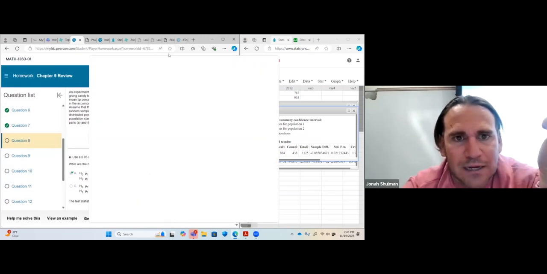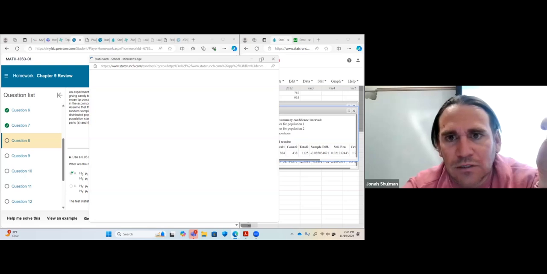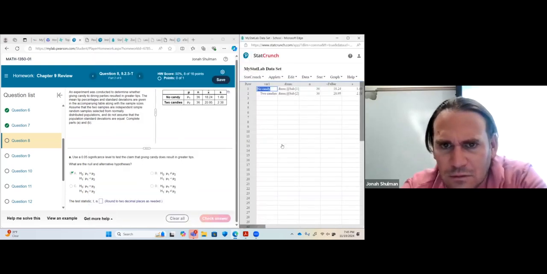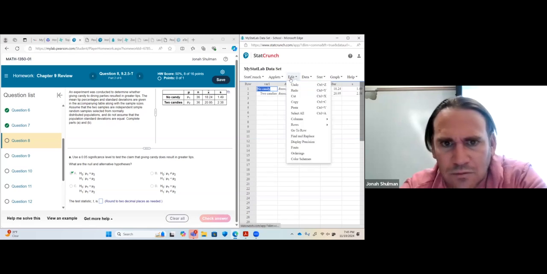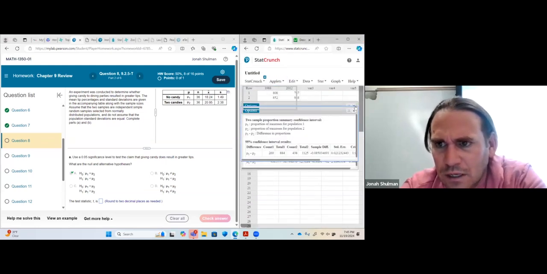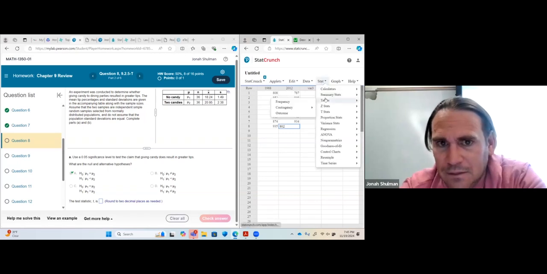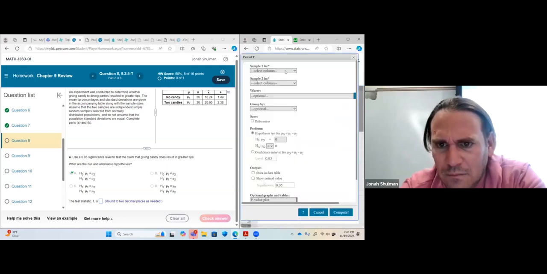I might as well open it in StatCrunch so I don't have to actually do it by hand. I guess I didn't need to because it's a summary, which is weird. So I'm gonna just get rid of that. So I'm gonna go to, this is paired, because I think that it's paired. So I'm gonna go to T stat, a paired data sample.